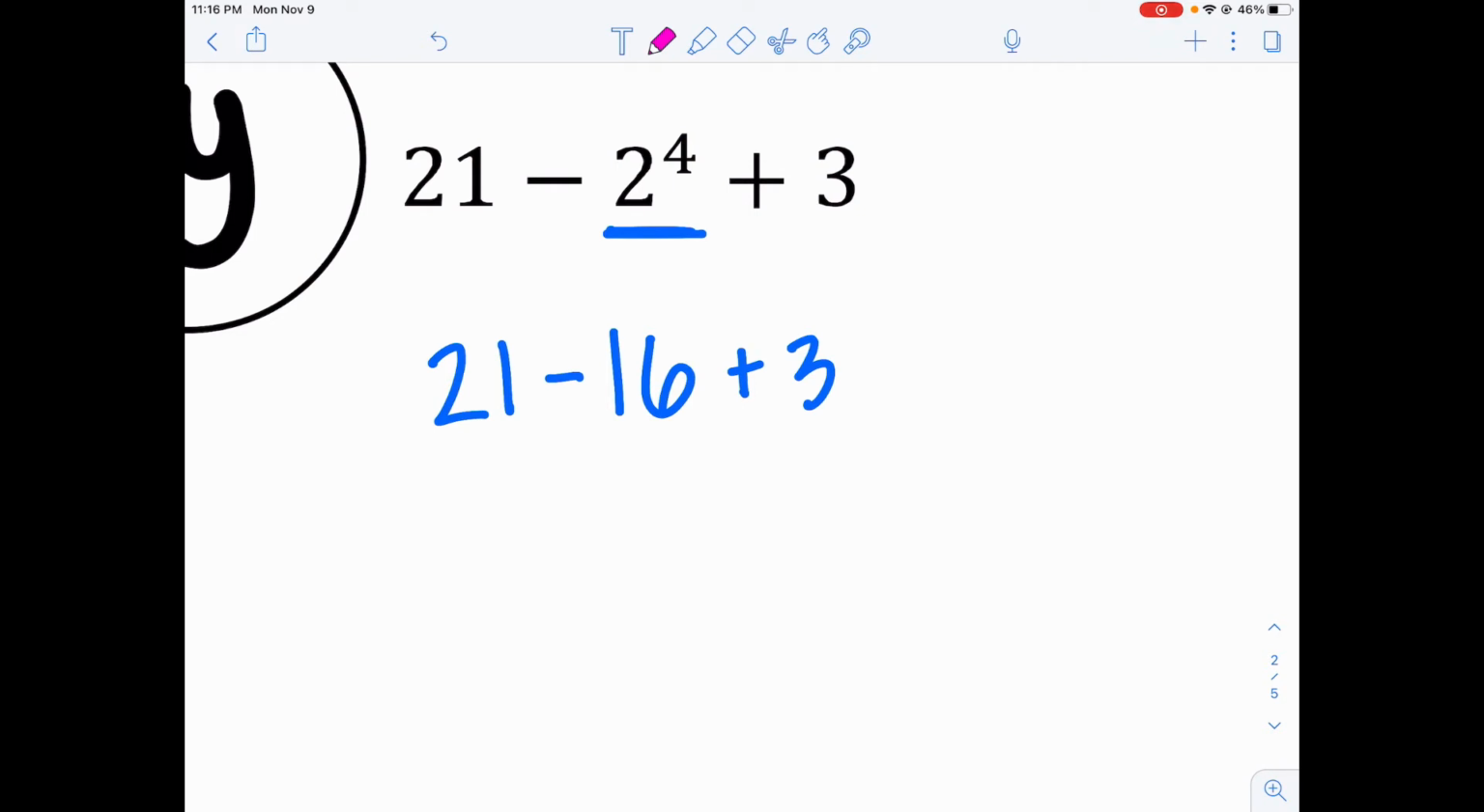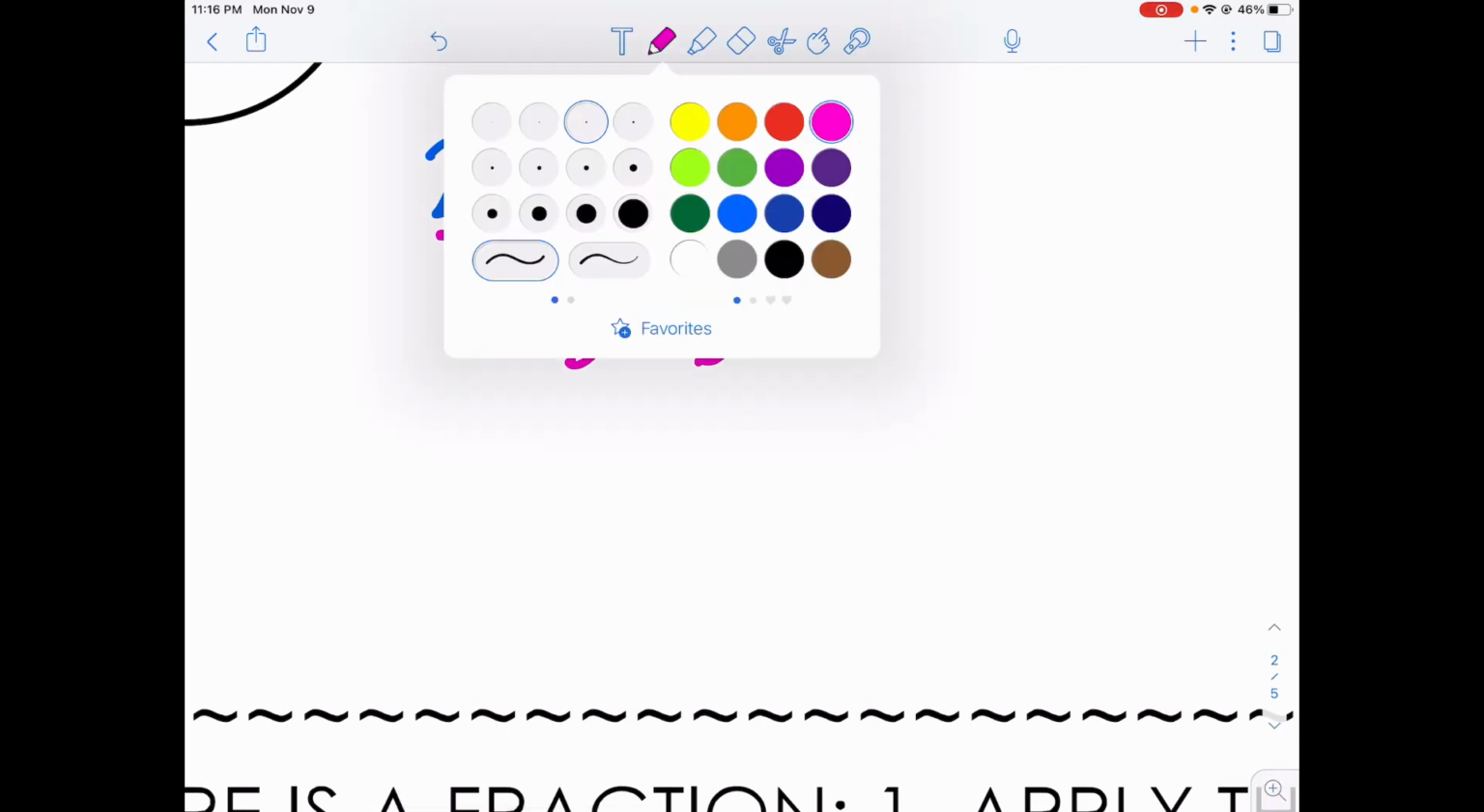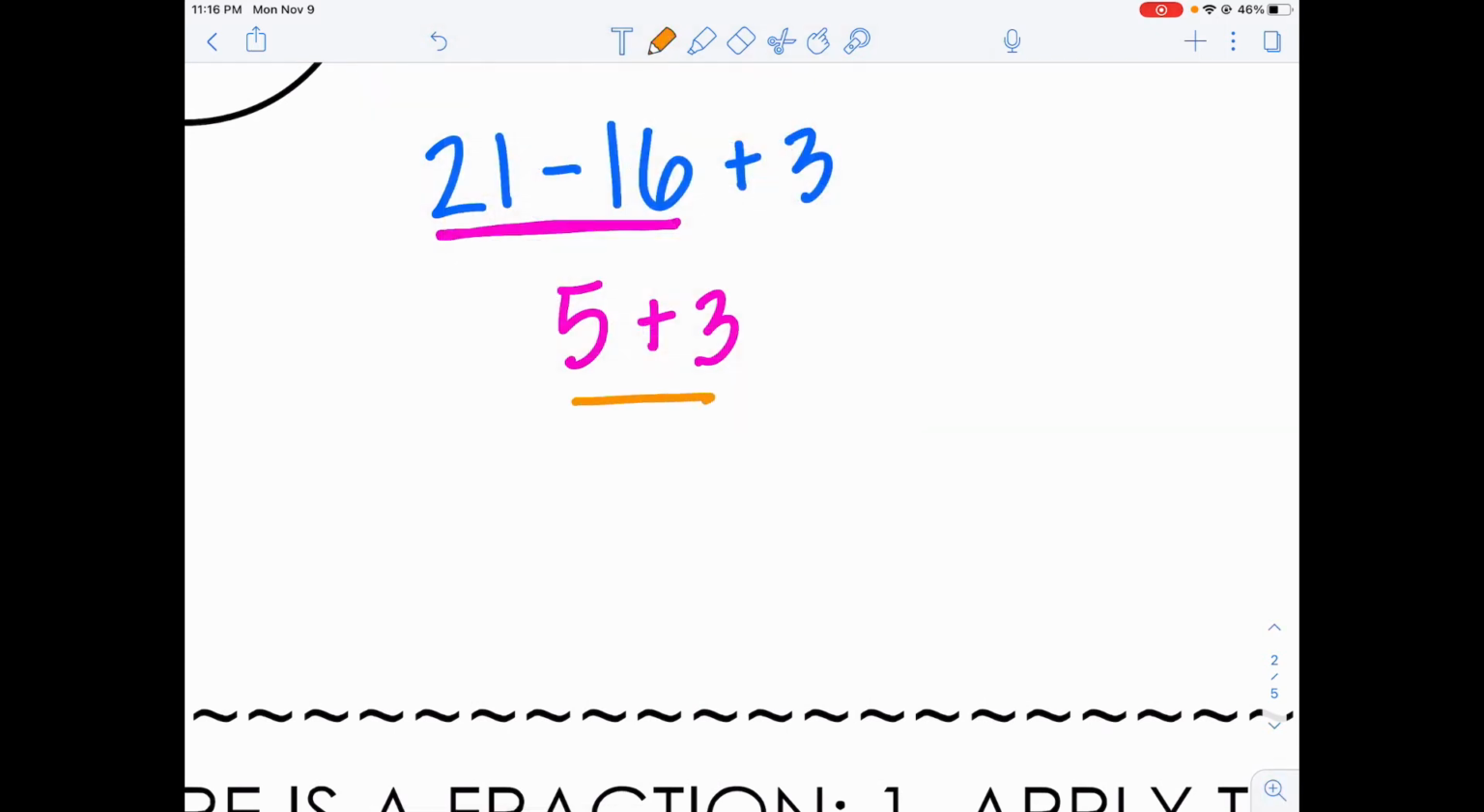Now, looking at order of operations, this is one of those. Even though addition comes first in the acronym, looking at the problem, we go in order from left to right. And looking in order from left to right, I see that I have subtraction that actually comes first in the problem. So I will need to do the subtraction before I do the addition. 21 minus 16 is 5. And then I'm going to bring down the plus 3. Simplifying 5 plus 3. 5 plus 3 is 8.